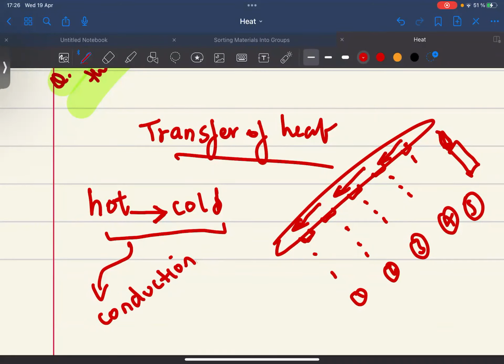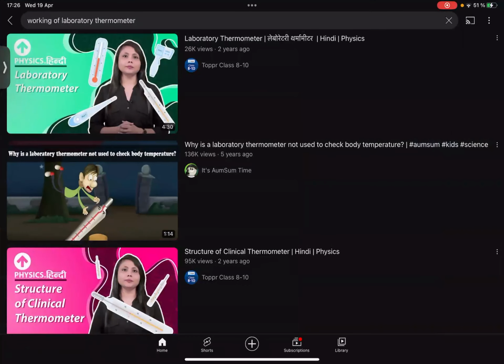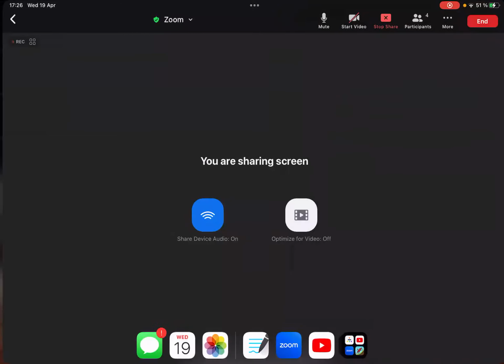So do all substances conduct heat? Does all substance conduct heat? No, ma'am. Okay, Anubhav is saying no. What about you, Lashita? Does all substance conduct heat? No, ma'am. What about you, Ashit? No. Why no? Why doesn't everything conduct heat?